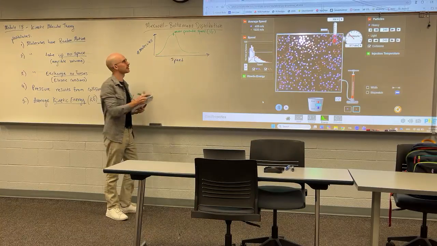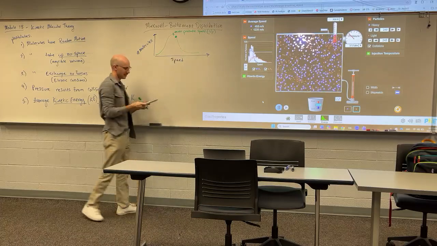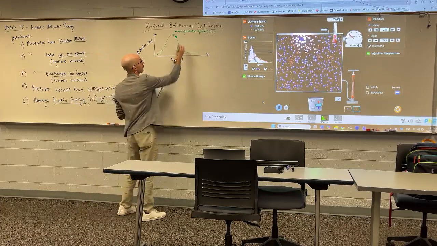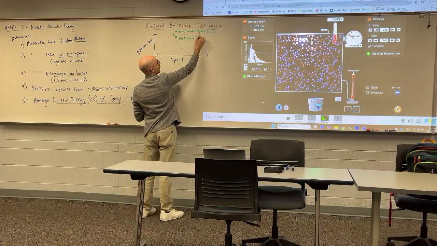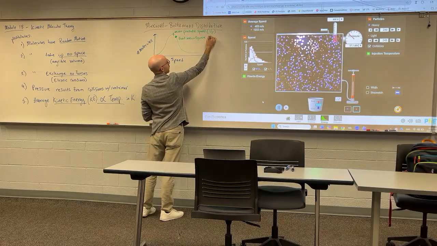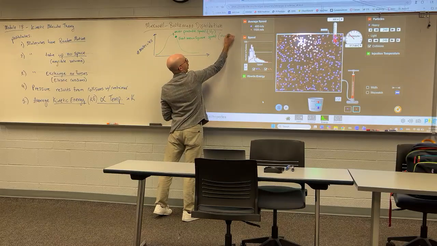But there's another piece of information, and it lies actually out here to the right. This is the root mean square speed, also called u_rms.